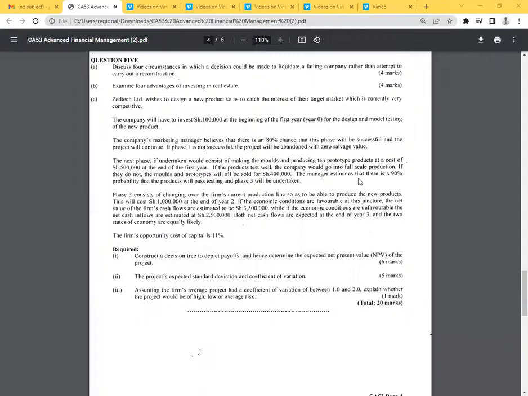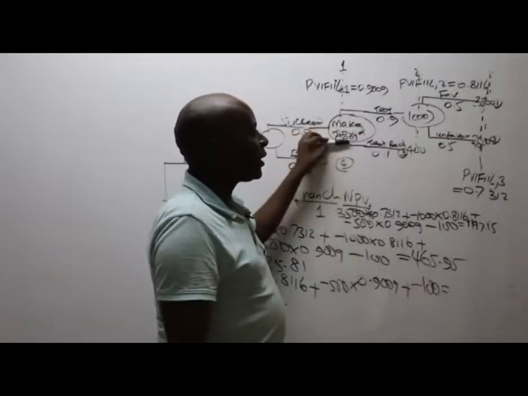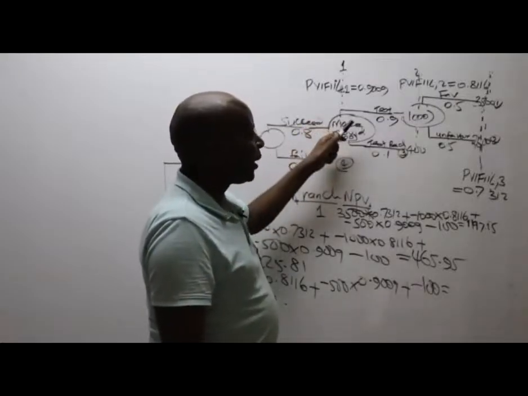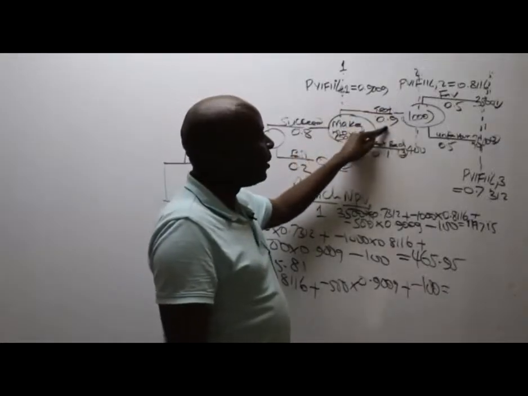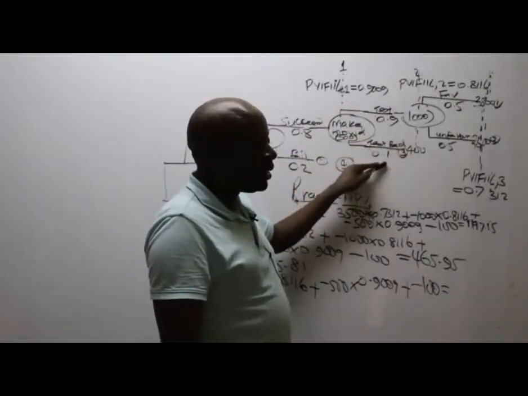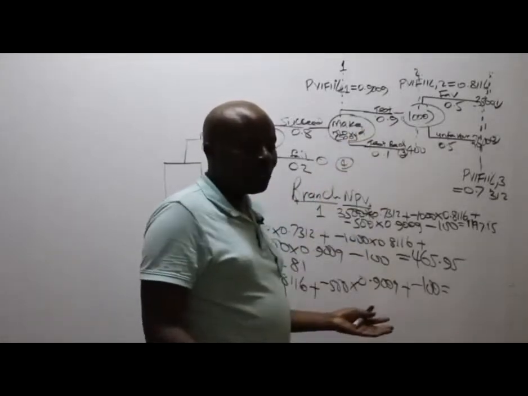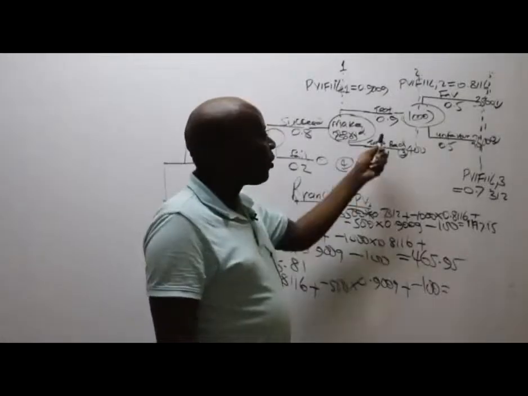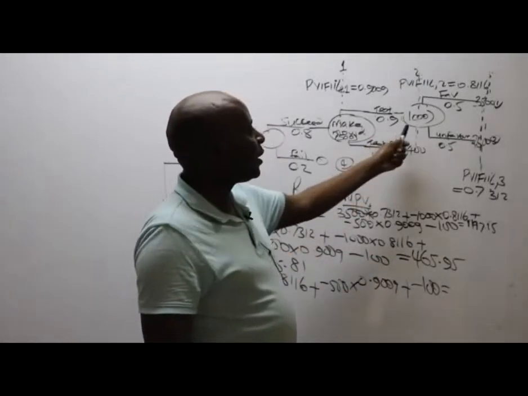The manager estimates that there is a 90% probability that the product will pass the test and phase 3 will be undertaken. So meaning, ladies and gentlemen, that if we make the molds, there are 2 possibilities. We would either pass the test, that is testing well, with 90% probability, or we fail. With what probability? 10%, because 0.9 and 0.1 will always add up to 1. So when I know one of them is 90%, the other one must be 10%.